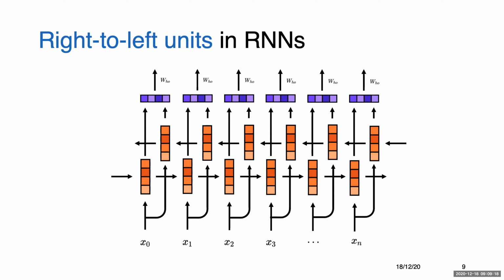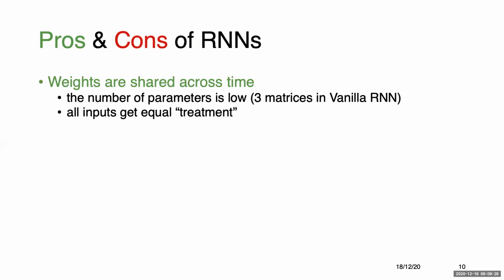So let's see a few pros and cons of this architecture. First of all, weights are shared across time, so the number of parameters is low. If you think about a deep convolutional neural network like ResNet or VGG, there are many more parameters than a vanilla RNN. And also, inputs get equal treatment no matter their placement in time.